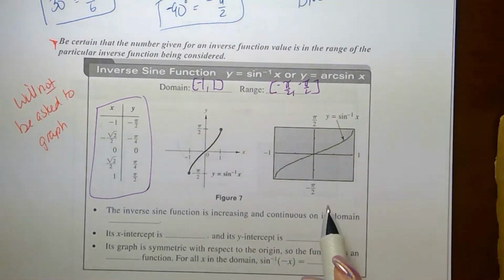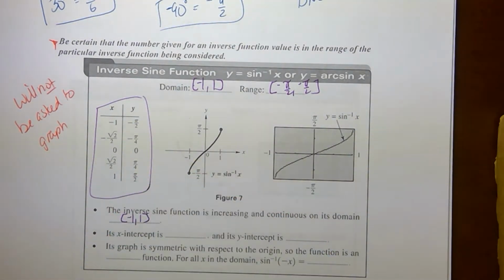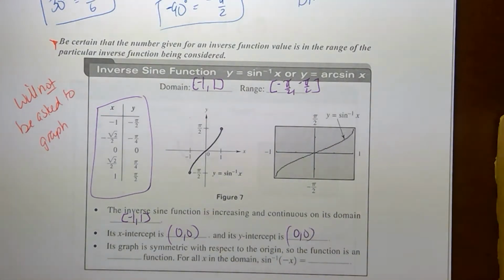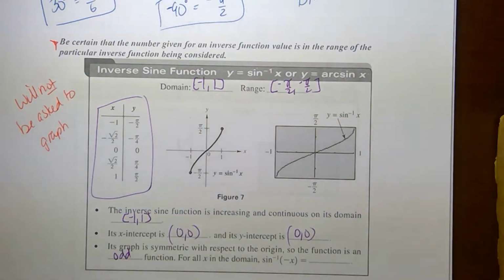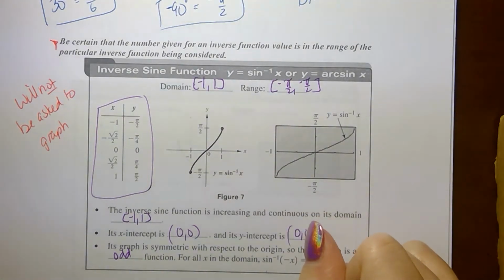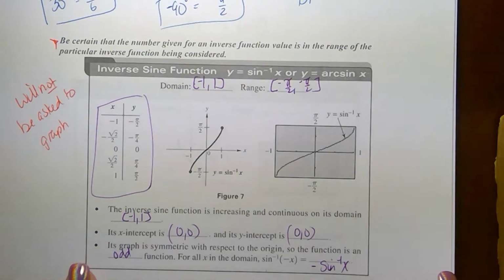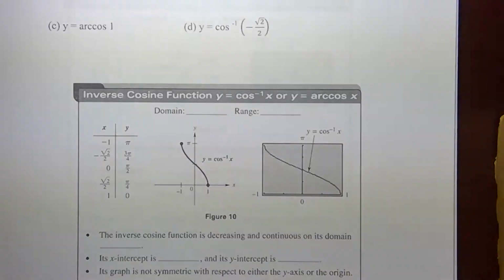And you can see that sine inverse is an increasing function, and it's continuous on the domain from negative 1 to 1. The x-intercept is at 0, 0, just like my sine function. So the y-intercept's the same place because that's the origin. The graph is symmetric with respect to the origin, so sine inverse is an odd function just like sine is an odd function. For all x in the domain, sine inverse of negative x is the opposite of sine inverse x. Because it's an odd function, I get the opposite of the original function value when I plug in that negative x. All right, let's look at the next page.